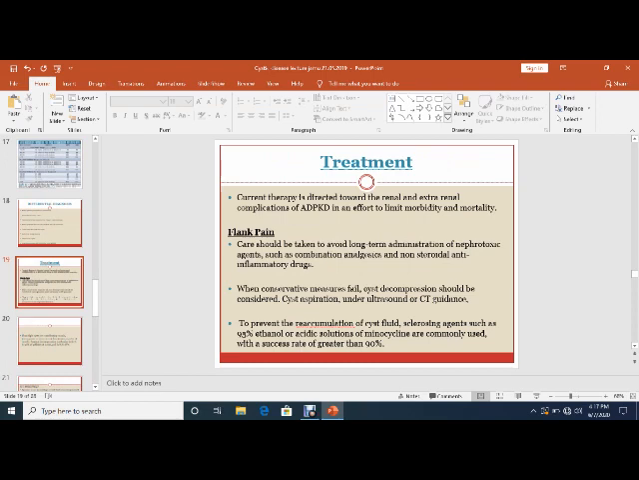Now the treatment is symptomatic. It depends upon the presentation of the patient. Most of the patients present in the outdoor OPD clinics. They can present with pain and urinary tract symptoms and sometimes hematuria or hypertension.